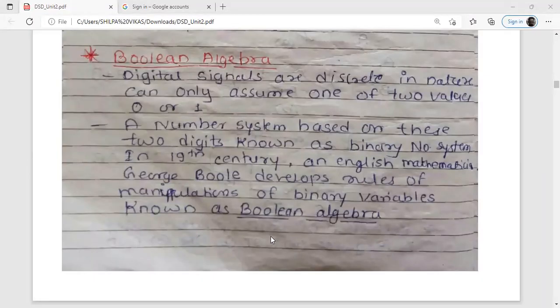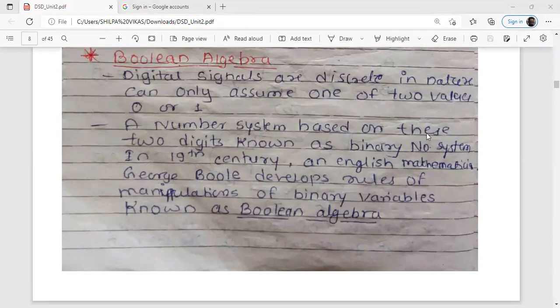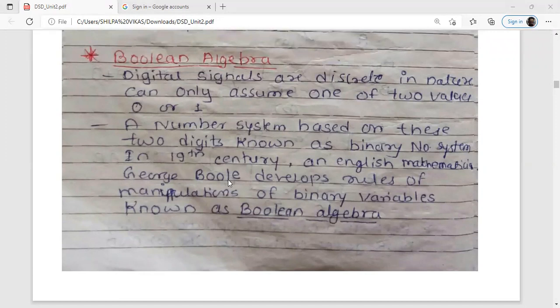In this lecture, we will learn Boolean algebra. As we know, in digital signals we have two discrete values, so we assume there are two values, 0 or 1. A number system based on these two digits is known as the binary number system. In the 19th century, an English mathematician, George Boole, developed some rules for the manipulation of binary numbers, which is known as Boolean algebra.